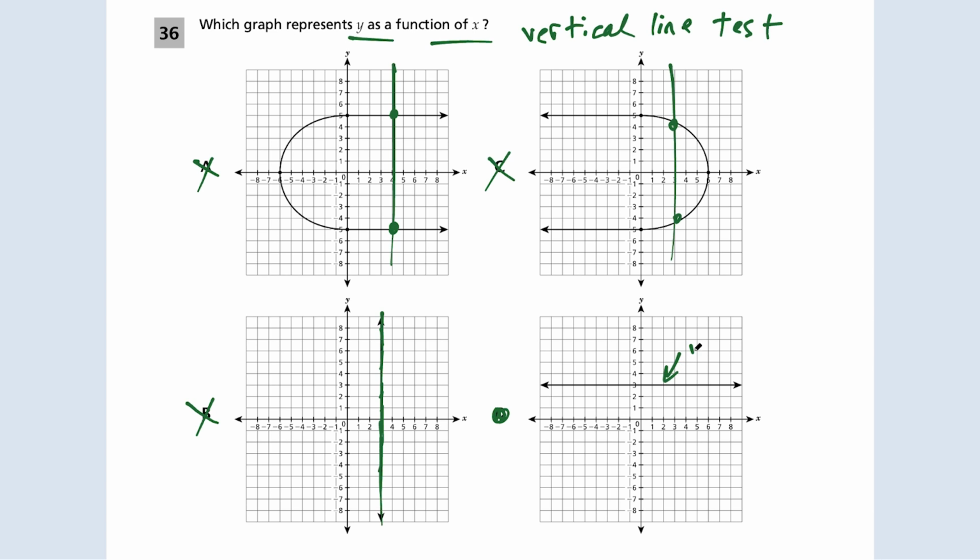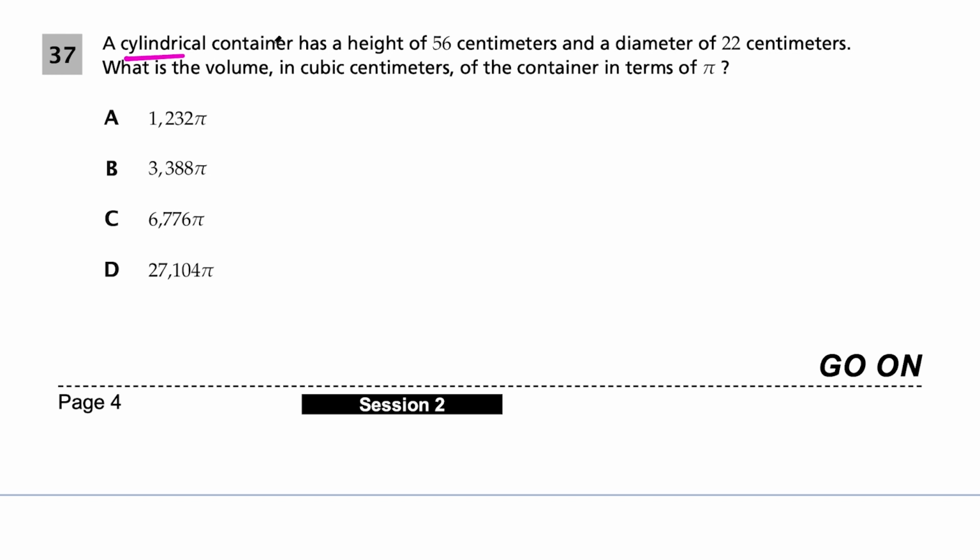Notice this would be the equation y equals 3. And if I wanted to write this as a function of x, I could say that f of x is equal to 3. Question 37, we have a cylindrical container. It has a height of 56 centimeters and a diameter of 22 centimeters. We want to know what is the volume in cubic centimeters of the container in terms of pi.